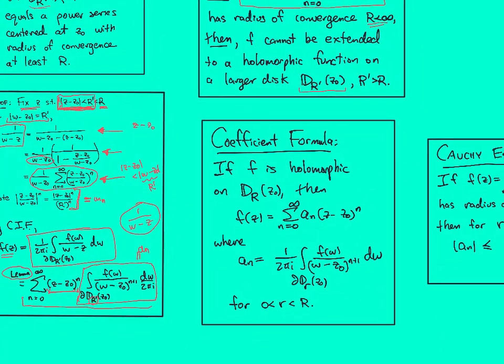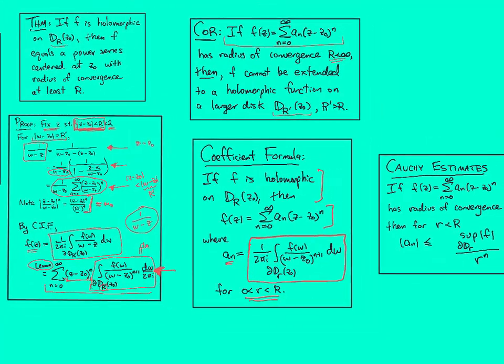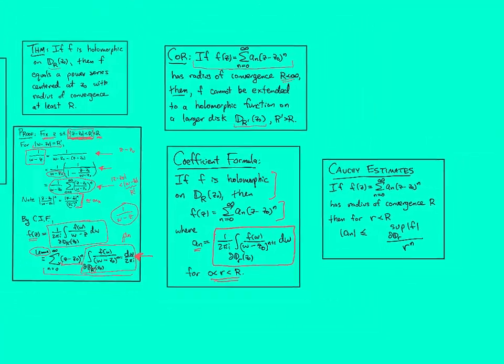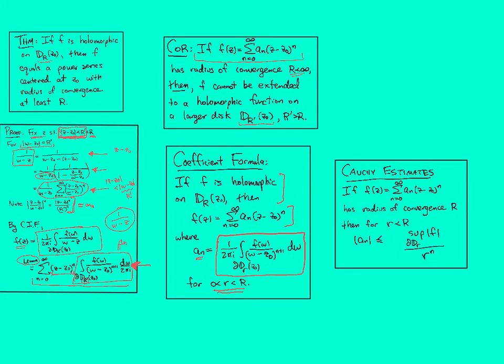Also, we get from this proof the coefficient formula. So right here, I gave a formula for the coefficients. So if f is holomorphic on a disk, then it can be written as a power series there, and I can compute the coefficients using this formula for any r less than capital R. Finally, one more nice corollary we get from this are the Cauchy estimates, and these estimates seem crude at first, but they can do some interesting things.